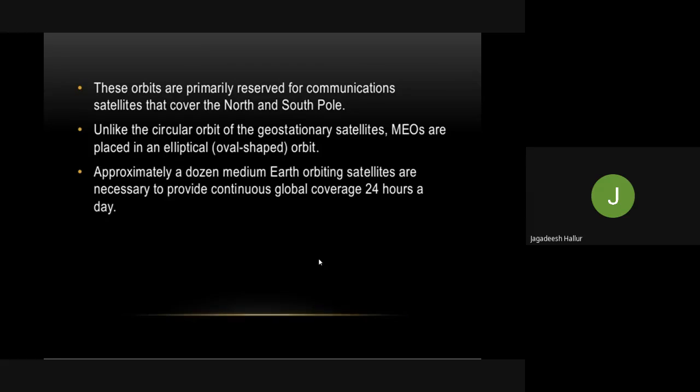Unlike the circular orbit of the geostationary satellite, medium Earth orbits are placed in an elliptical orbit, that is, an oval shaped orbit. Approximately a dozen medium Earth orbiting satellites are necessary to provide continuous global coverage 24 hours in a day. We can launch more than 12 satellites, and they will give the signal for 24 hours in a day.